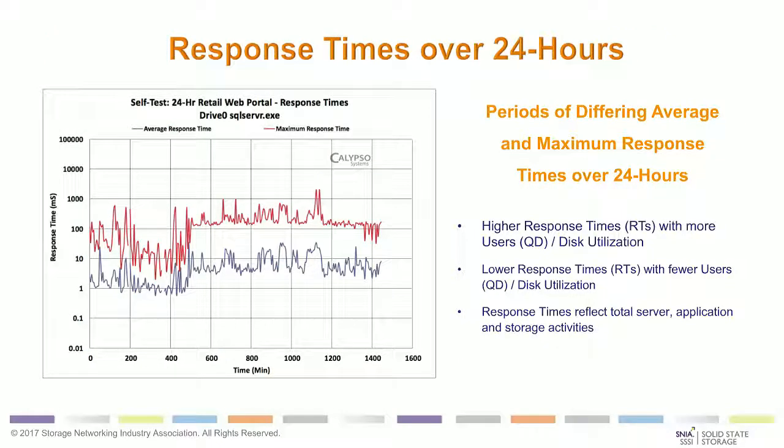Pulling out the response time metrics, we can see that response times change over the course of the capture. Simply put, when you have fewer users and fewer IOs, you usually have lower response times. And when you have more users and more IOs, they tend to go up. And then for specific times of certain types of activities or certain types of IO traffic, you'll have higher or lower response times.